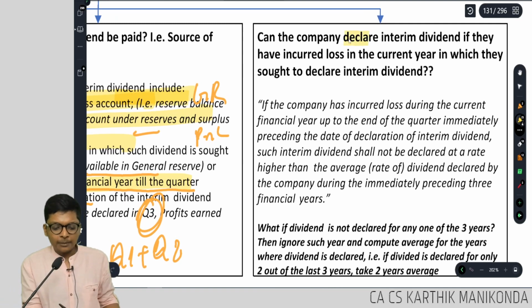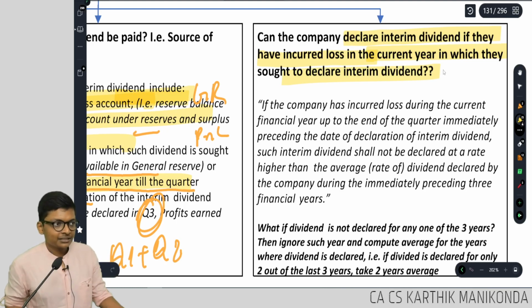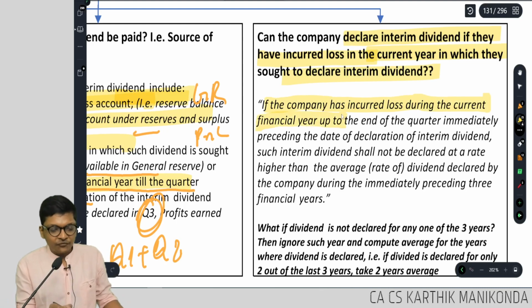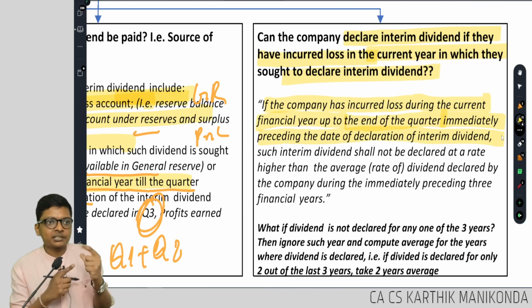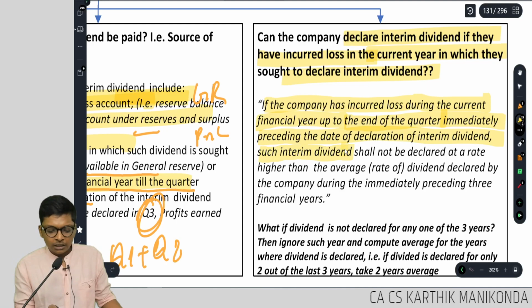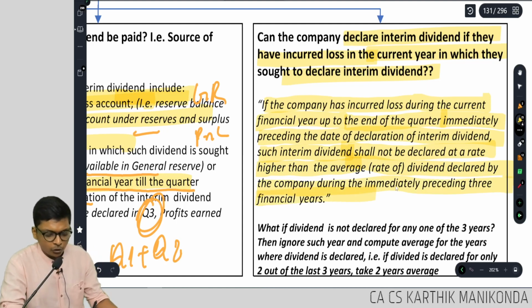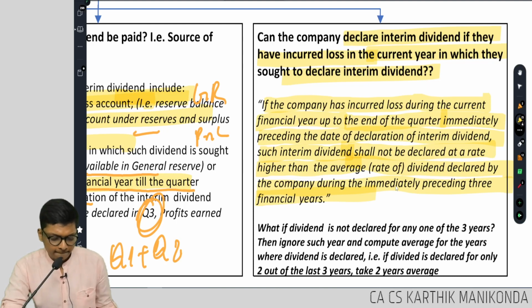Can a company declare interim dividend if they have incurred loss in the current year? Look at the wordings, per the Act. If the company has incurred loss during the current financial year up to the end of the quarter immediately preceding the date of declaration of interim dividend. So if I am declaring in Q3, then Q1 plus Q2, such interim dividend shall not be declared at a rate higher than the average rate of dividend declared by the company during the immediately preceding 2 years. Are you following, guys? Clear? Understanding, guys?